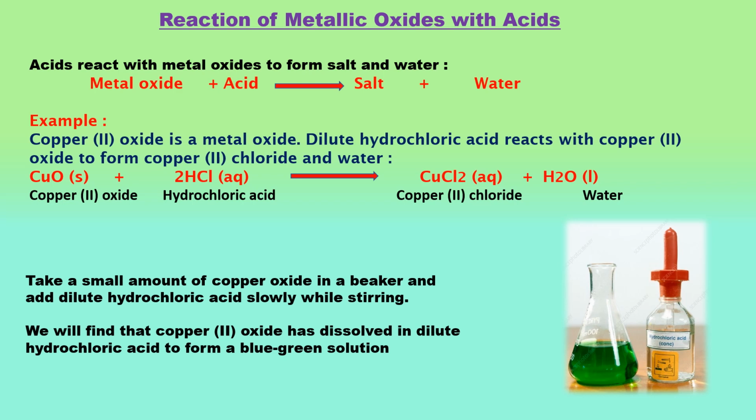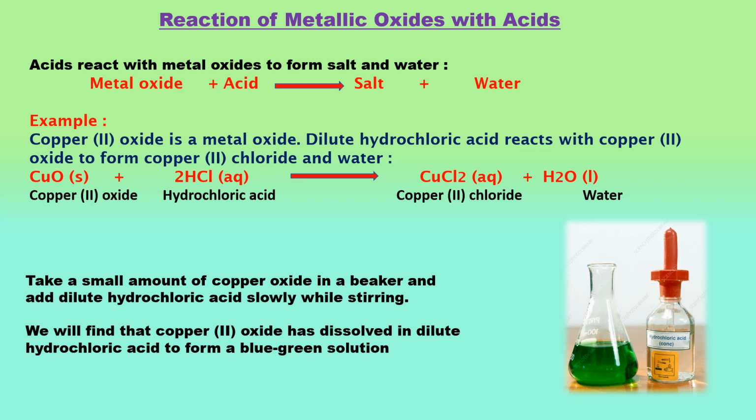We can carry out the reaction between copper(II) oxide and dilute hydrochloric acid as follows. 1. Take a small amount of copper(II) oxide in a beaker. It is black in color. 2. Add dilute hydrochloric acid slowly while stirring with a glass rod. 3. We will find that copper(II) oxide has dissolved in dilute hydrochloric acid to form a blue-green solution. 4. The blue-green color of the solution is due to the formation of copper(II) chloride salt.